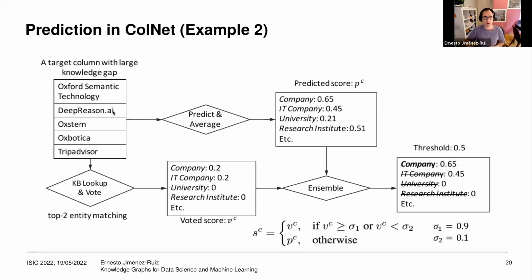So yeah, this was a bit of an overview of CallNet as a system. There are many more systems that try to predict the semantic type, and also other systems that try to cover all three tasks, the CTA, CPA, and CEA.